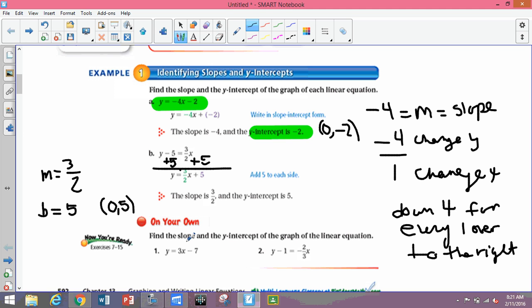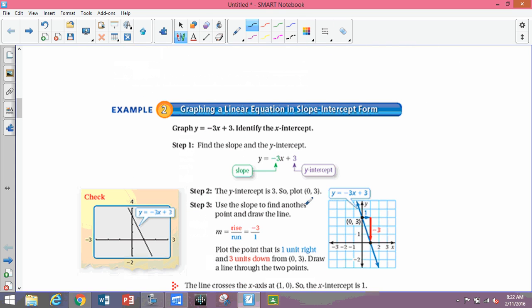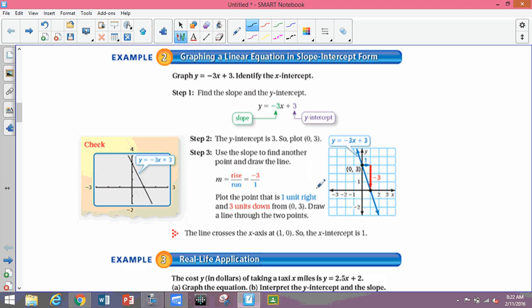And again, these are all review. We've talked about this before, so none of this is completely new to you. It's just that it was never in your notes, so I want you to put it in your notes. Okay, graphing a linear equation in slope-intercept form. This is what we've been doing, okay? It means that you're going to find the slope and the y-intercept. So in this case, you know that your slope is -3, and your y-intercept is 3, which means you're going to cross the y-axis at (0, 3).